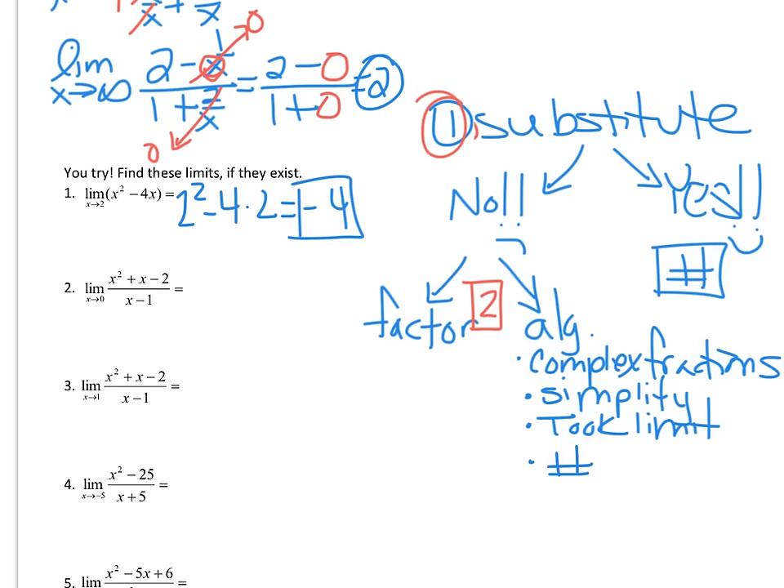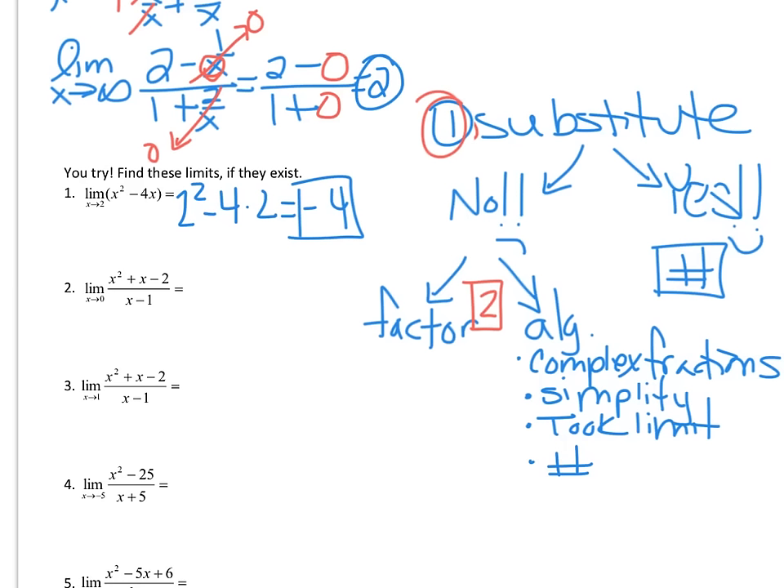Now, what happens if we can factor? Because when you take a look at a problem like, say, this one, number 3, if you put a 1 in the denominator, you get 1 minus 1, which is undefined. So you can't substitute. So in our decision tree, we're over here at no, we can't substitute. We want to avoid doing the algebraic way unless you're asked, you must do it the algebraic way. You want to factor if you can. And when you factor, we typically try to get whatever is in the denominator as a factor in the numerator. So let's go ahead and do that.